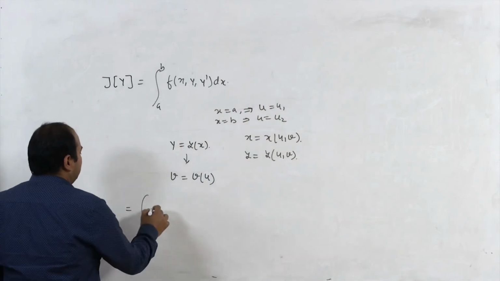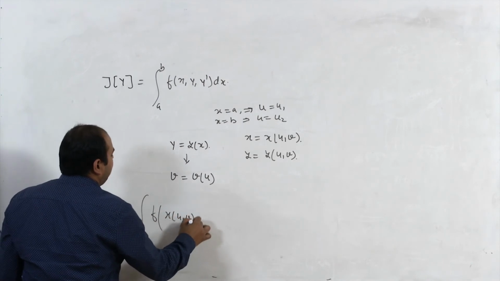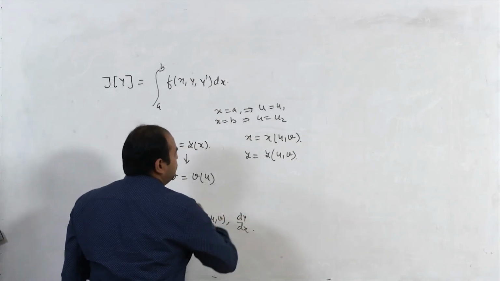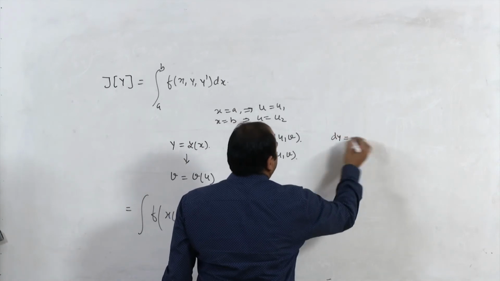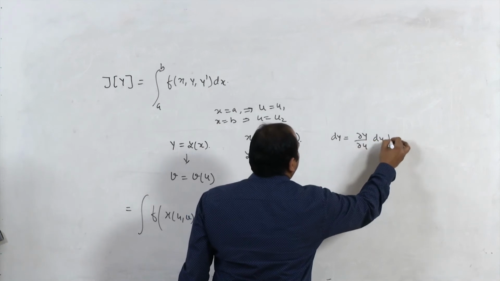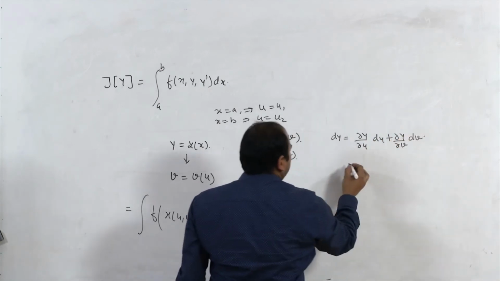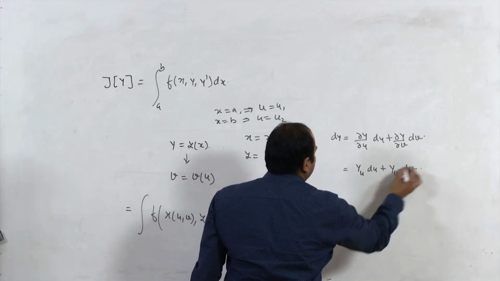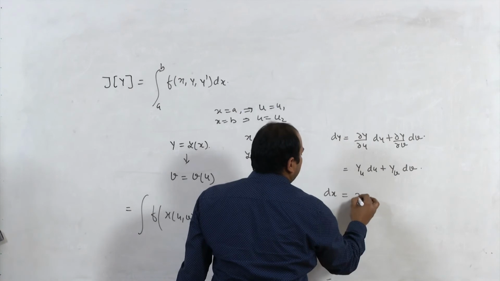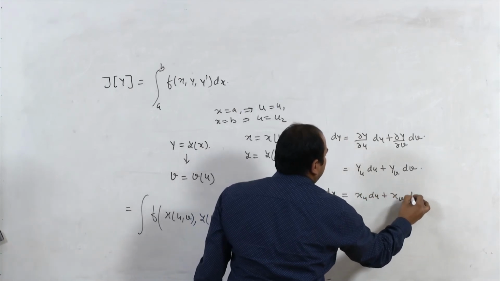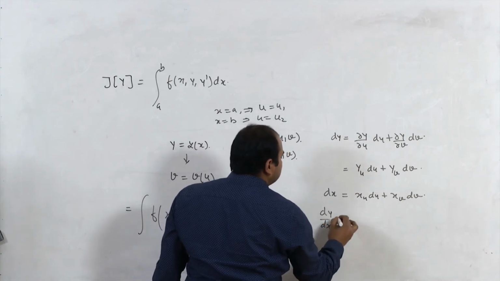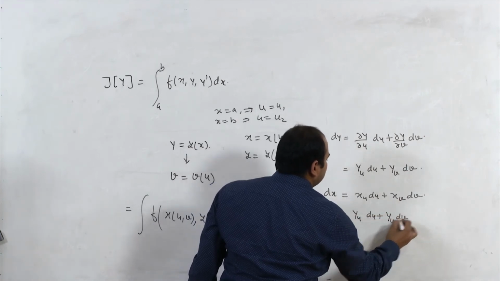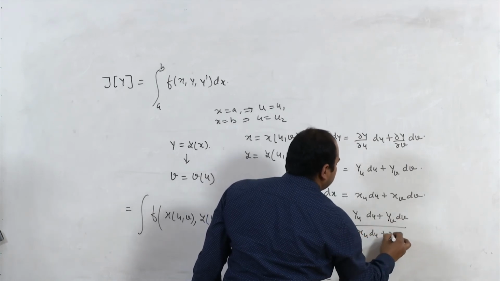And here we can write f of x of u,v and y of u,v. To find out dy by dx we will use this formula: dy is given as dou y by dou u du plus dou y by dou v dv. So this we can write as y of u du plus y of v dv. Similarly we can find dx, that is x u du plus x v dv, and we can find dy by dx as y u du plus y v dv divided by x u du plus x v dv.